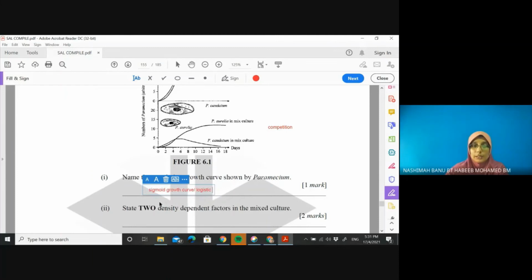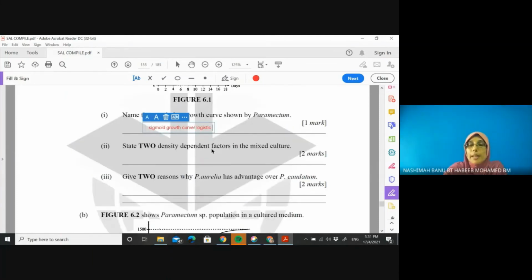Sigmoid. Same. Two density dependent factors in mixed culture. Density dependent. Okay, what can you understand by density dependent? When it is density dependent, it means the population size is related. The effect will be related to the population size. So if the population is large, it will have an effect. So what is it about the population size that can affect the environmental factor?